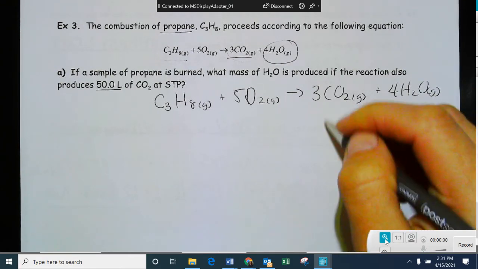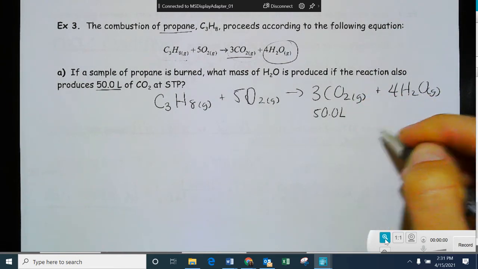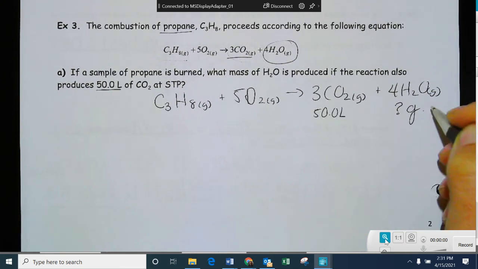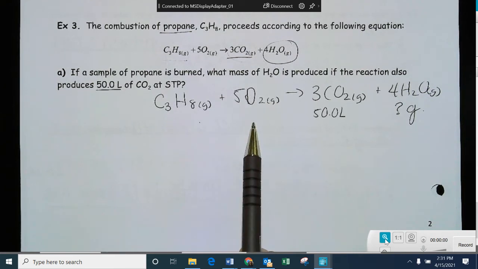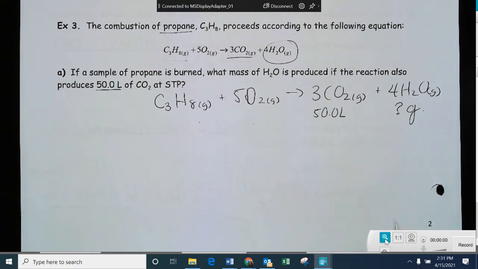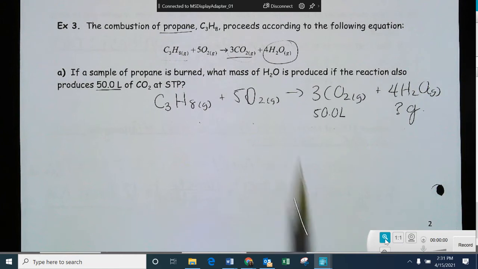Okay, so I know that there are 50 liters of CO2 produced, and I want to know how many grams of water are produced. I do not need to know anything about how much of these two there are because it's telling me 50 liters of this is produced. And I've got a ratio for products. So we're just looking at these two. We don't need to know anything about these other two. Okay, so what are we going to do here?